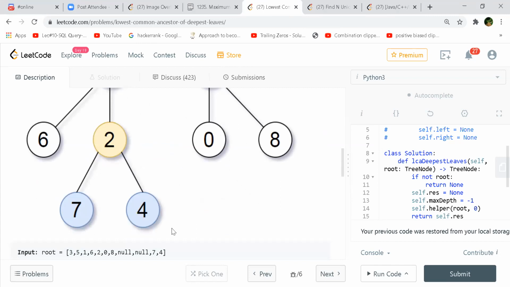Okay. Wait, I still don't get it. Let's say how would the brute force work if we don't have 7 and 4? Brute force will still work if we have all of 6, 2, 0, 8. Then we return the root, because we'll collect all of these together and then return the root. So can you please state your brute force again?